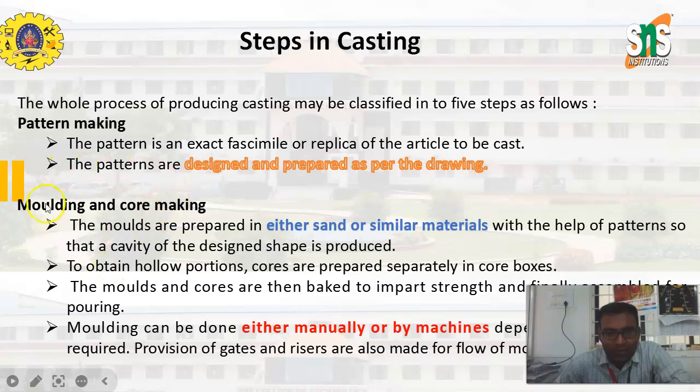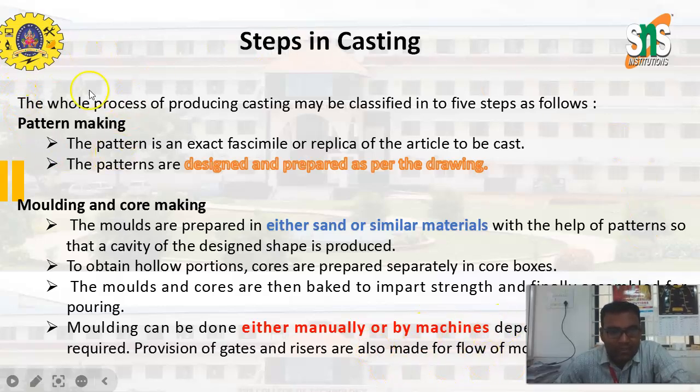Next, second step is the molding and core making. The molds are prepared in either sand or similar materials with the help of patterns, so that a cavity of the designed shape is produced. To obtain hollow portions, cores are prepared separately in the core boxes. The molds and cores are then baked to impart strength and finally assembled for the casting. Molding can be done either manually or by machines depending on the output required. Provision of gates and risers are also made for flow of molten metal.